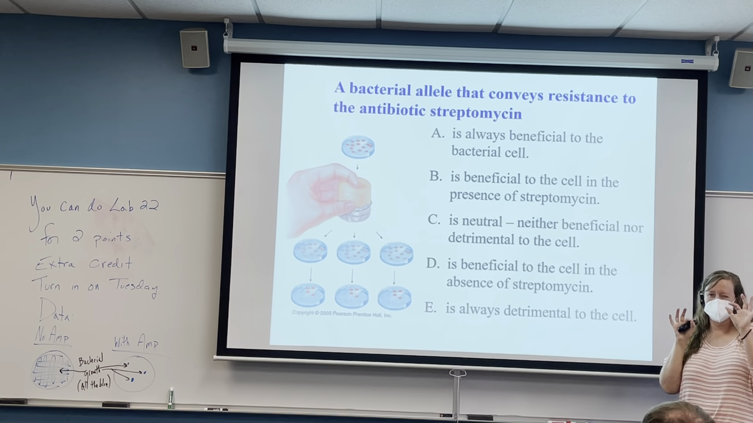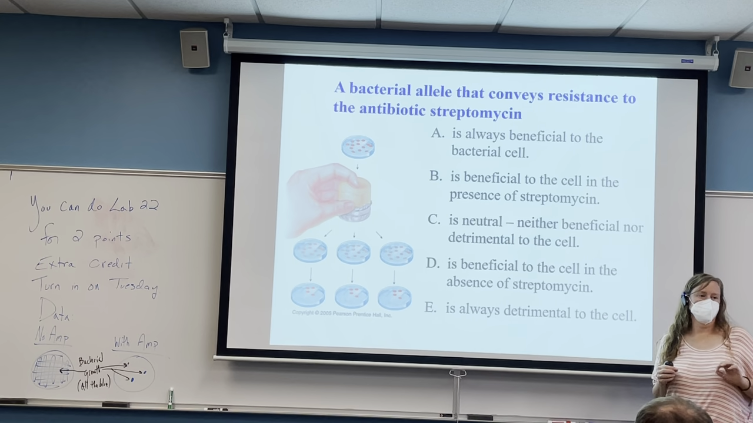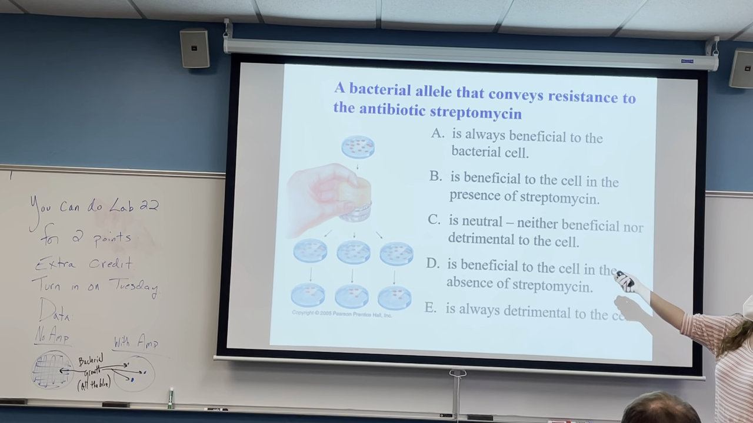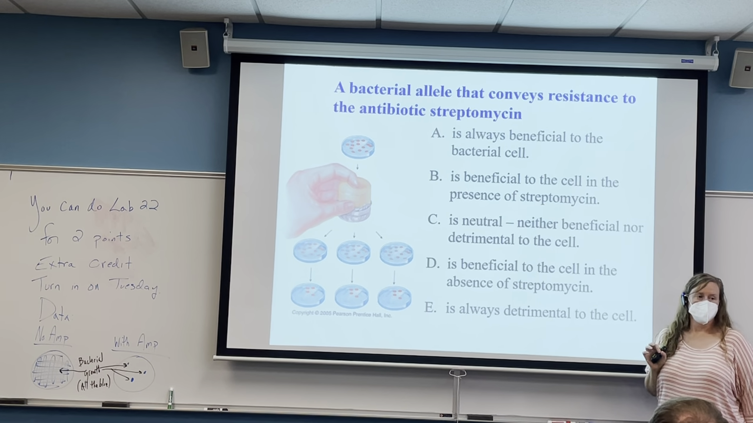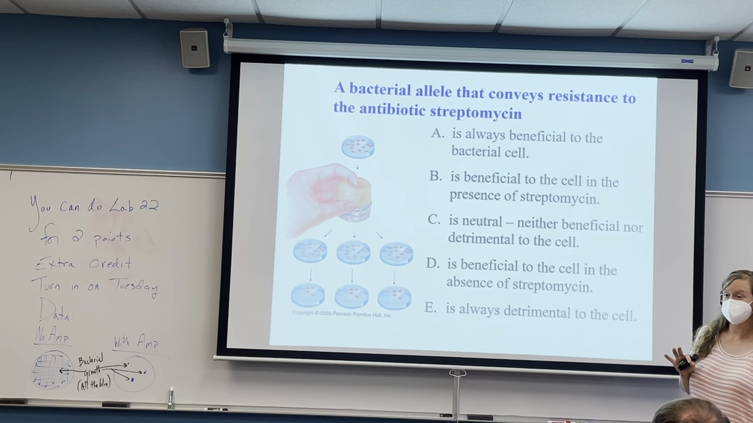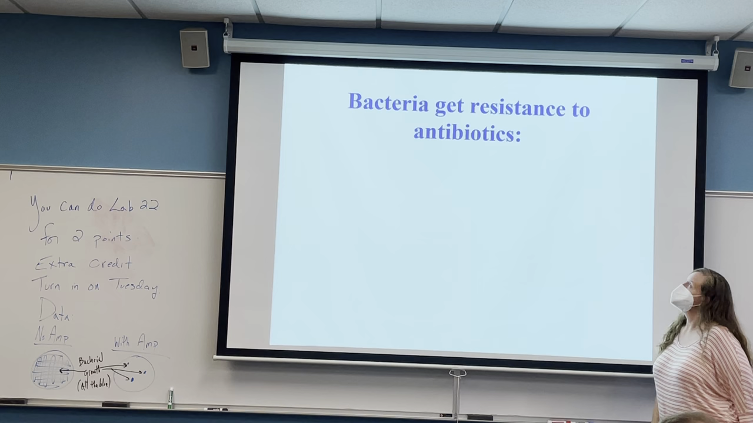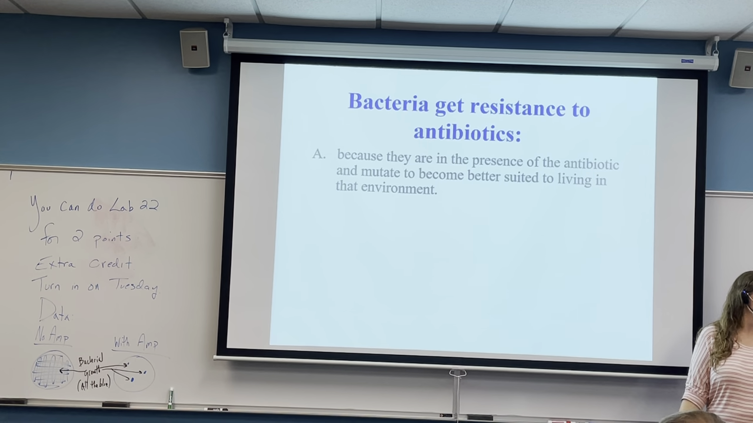See the wording? And that's why I'm giving you guys these questions, because the wording is very critical to the meaning in evolution. So what's the correct answer? Good, yeah. So B, it's beneficial to the cell in the presence of streptomycin. So you may have mutations in your cells that you never even know are beneficial to you. Darn, right? Okay, bacteria get resistance to antibiotics. Give yourself a chance to read these.